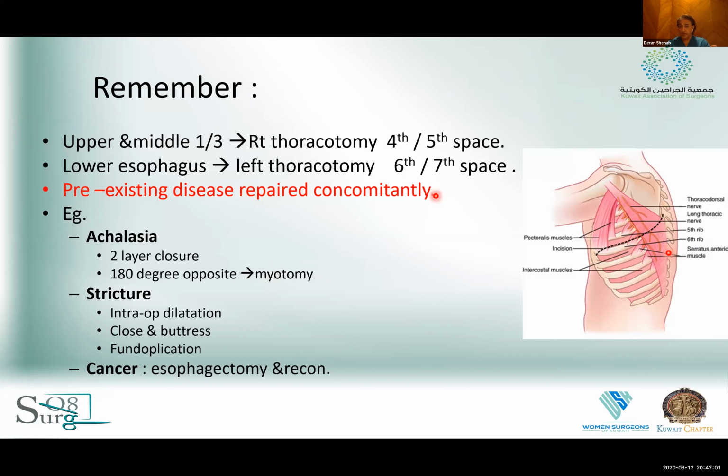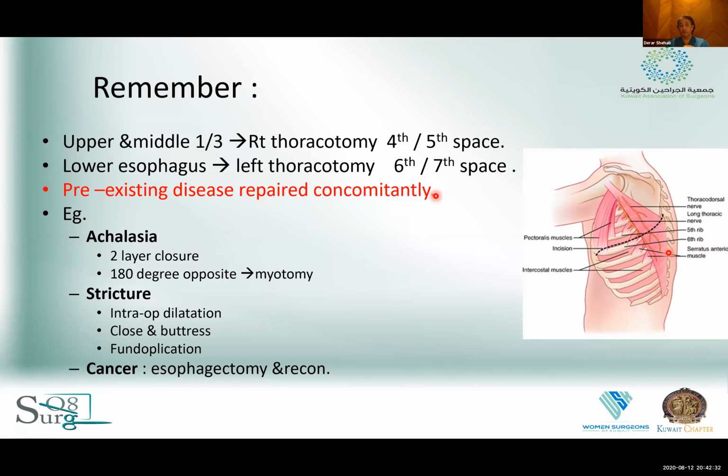If you have a perforation with a pre-existing disease, then both the perforation and the pre-existing disease should be addressed at the same time. For example, if there is a perforation and achalasia, then what I do is close the perforation in 2 layers, and opposite to the perforation, you do your myotomy and fundoplication.